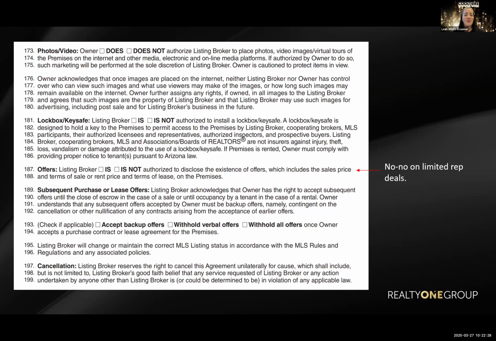Is or is not authorized to install a lockbox or key safe. A lockbox or key safe is designed to hold a key to the premises to permit access to the premises by listing broker, cooperating brokers, MLS participants, their authorized licensees, representatives, and so on. All these people. If premises is rented, owner must comply with providing proper notice to tenants pursuant to Arizona law.